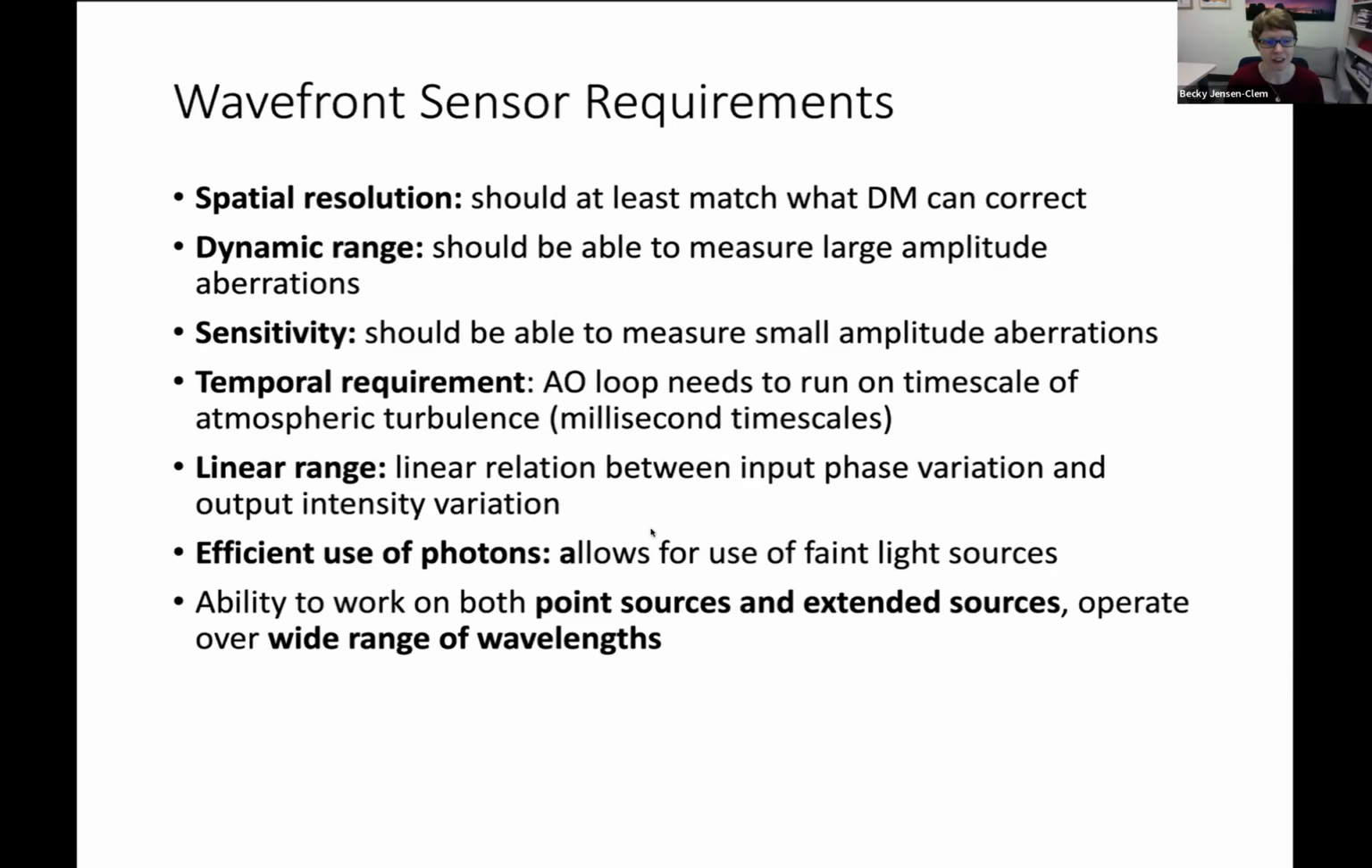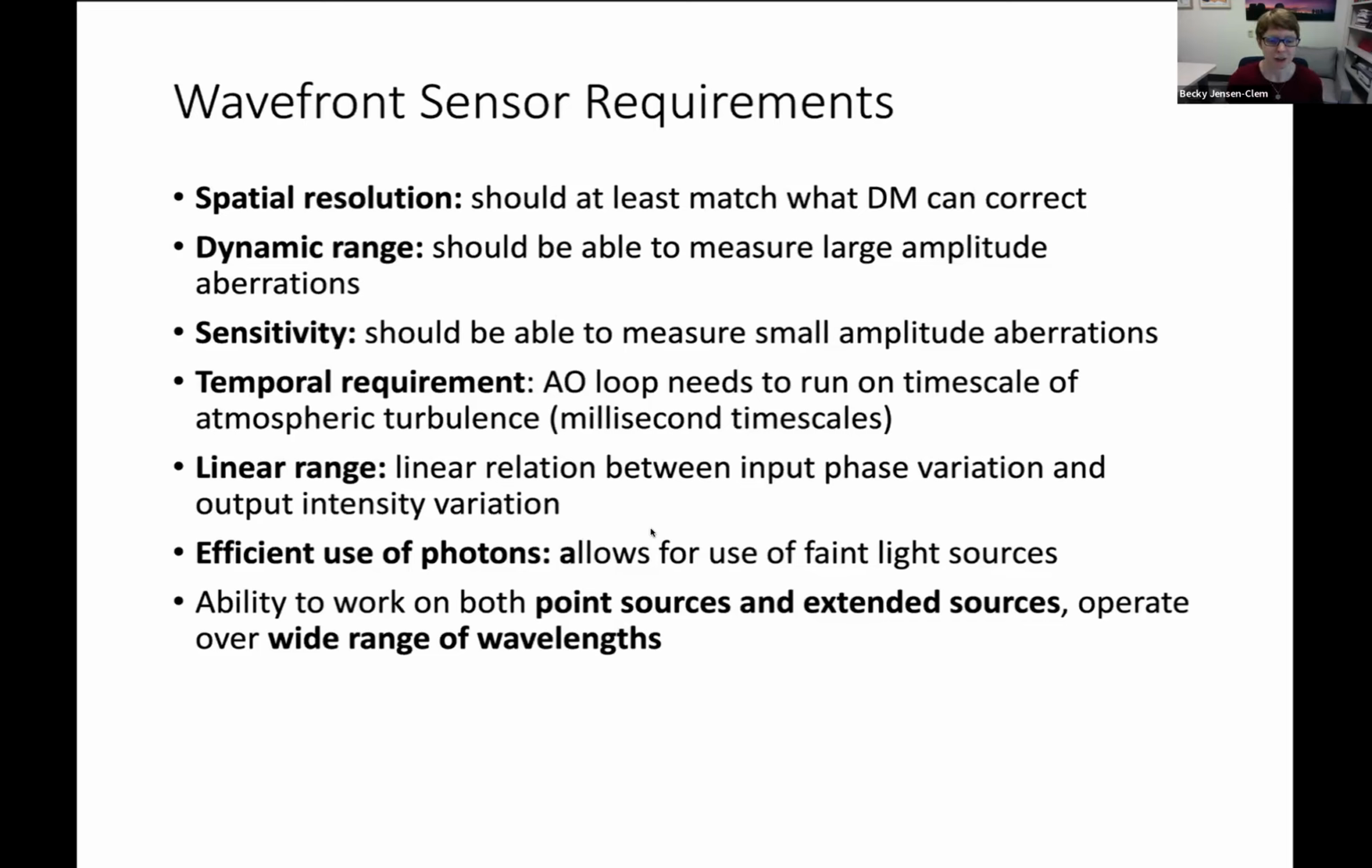So for dynamic range, you need to be able to measure the scale of the aberrations that the atmosphere is giving you, for example. And then for sensitivity, you also need to be able to measure sufficiently small amplitude aberrations to meet your final wavefront sensing requirements. Like the DMs, it has to be able to run fast enough to keep up with atmospheric turbulence. And another point that we'll go into more later is we have to have some understanding of the linear range. So the range over which you have a linear relationship between the input phase variation and then the output intensity variation that you can measure.